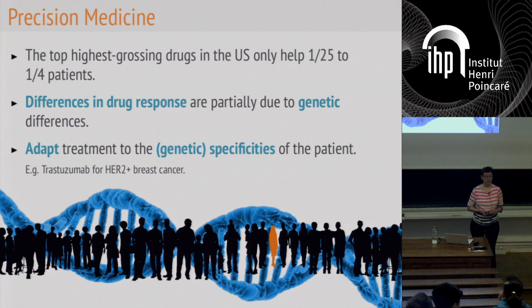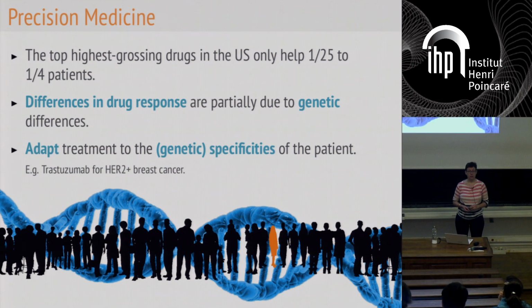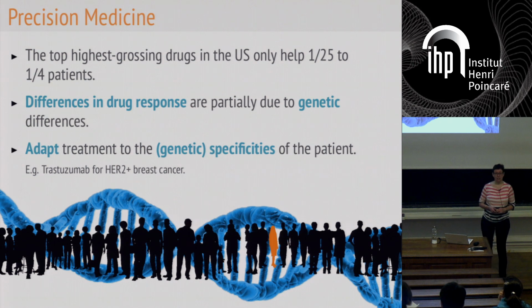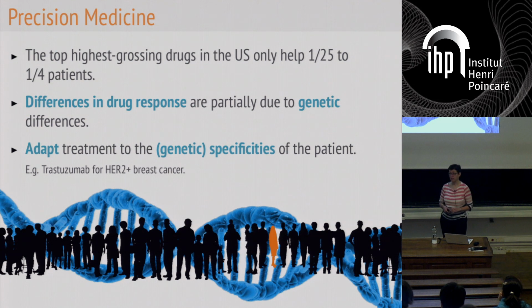This is something you can observe in this, the first sentence on my slide. Sorry, it's behind me. There was a study in 2015 done on the top 10 highest grossing drugs in the US. These are drugs given for fairly common indications, so cardiovascular diseases, diabetes, depression, things like that, asthma. And it turns out that those drugs, when they're first given, help between 1 out of 25 to 1 out of 4 patients. This doesn't mean that we don't cure those patients, but it means they have to go back to their doctor and get a new treatment.